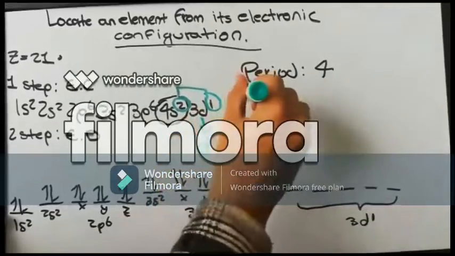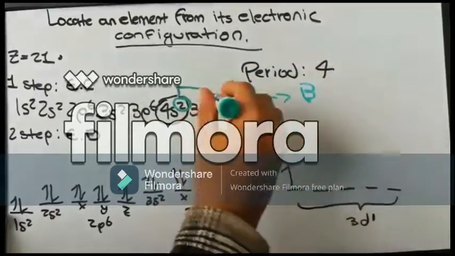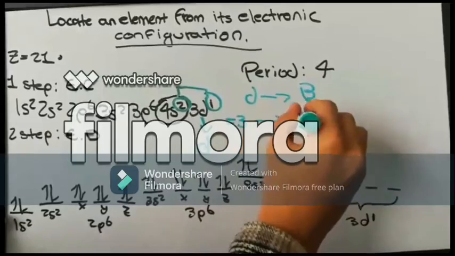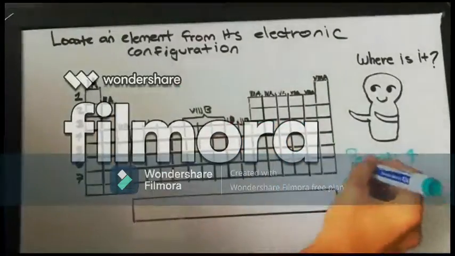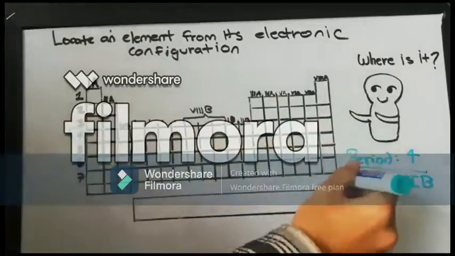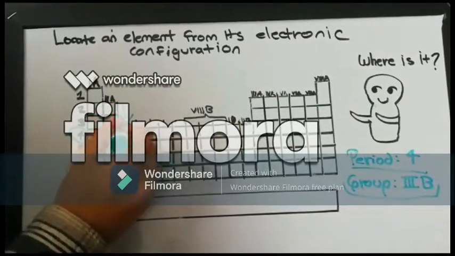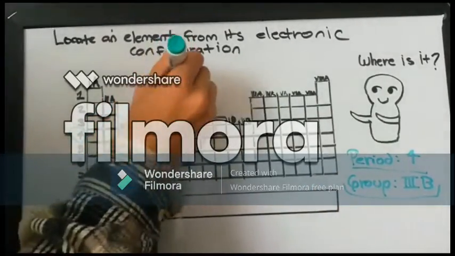In this case, it ends at sublevel D, which means it is in group B. The sum is 3, so its group is 3B. Now we proceed to place the element on the periodic table. In this case, it would be scandium with atomic number 21.